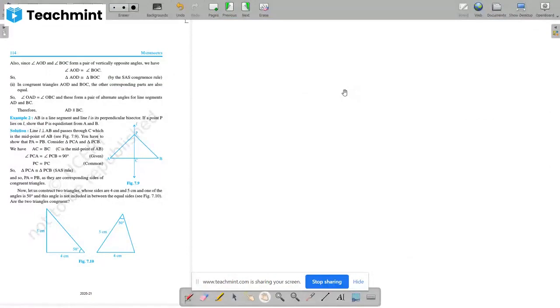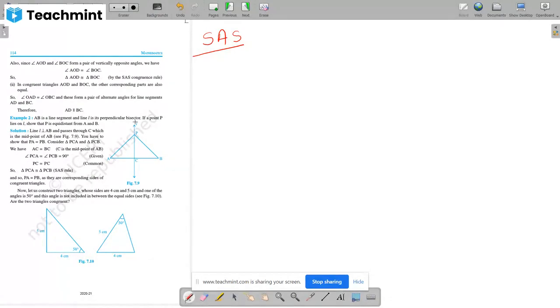Yesterday we have seen the first congruency rule, and that is which one? SAS. Yeah, SAS. Side angle side congruency rule. And we have also done one question. Is that question clear to all? Yes, ma'am. Anybody has any doubt?